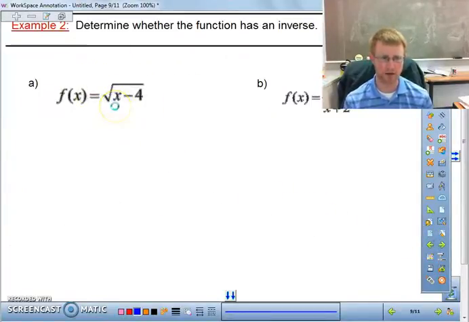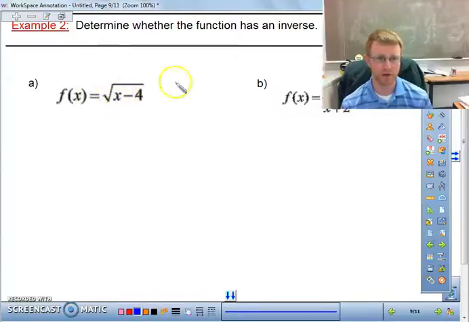So we have the square root of x minus 4. What we're going to do is, if we were to graph this, you would see the graph look something like this.